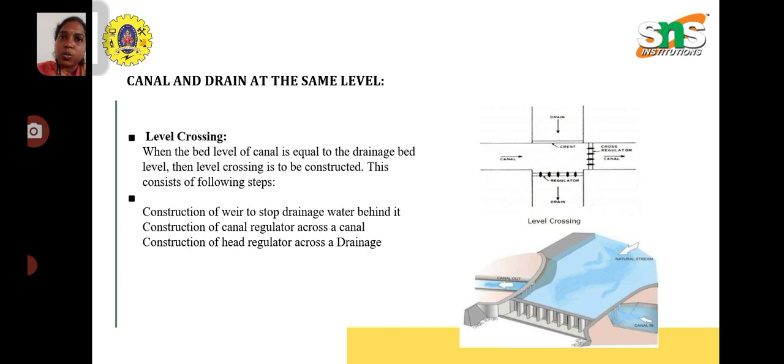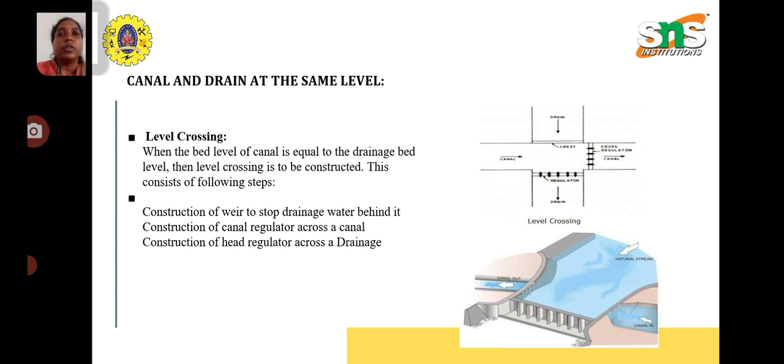Barrages are also used to stop the flow of the water, but the only difference is that a barrage contains gates, for releasing the water from the upstream to the downstream side. These are the two differences between the weir and the barrage. The first step in the level crossing is the construction of the weir to stop the water. This is the initial step we have to follow.